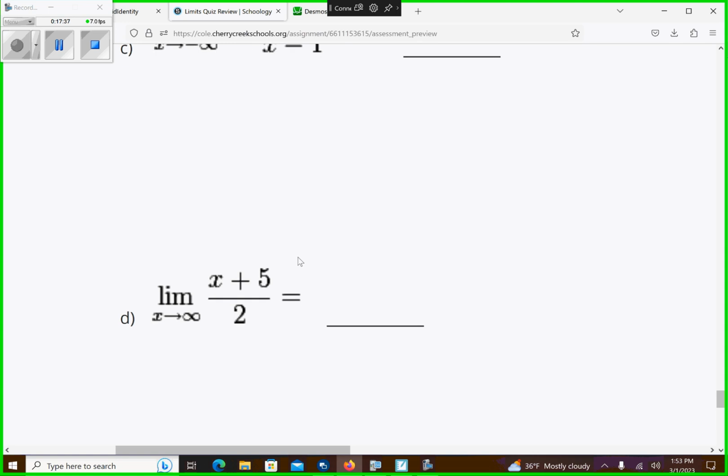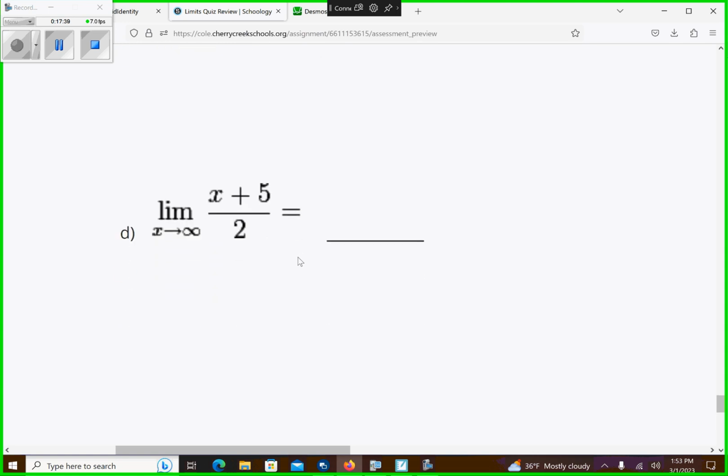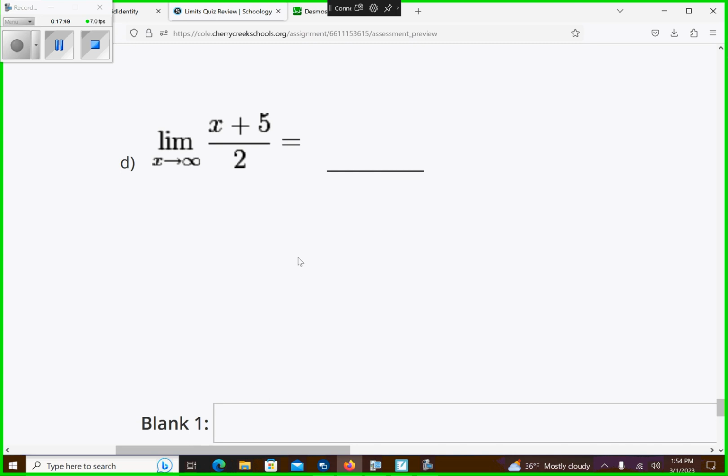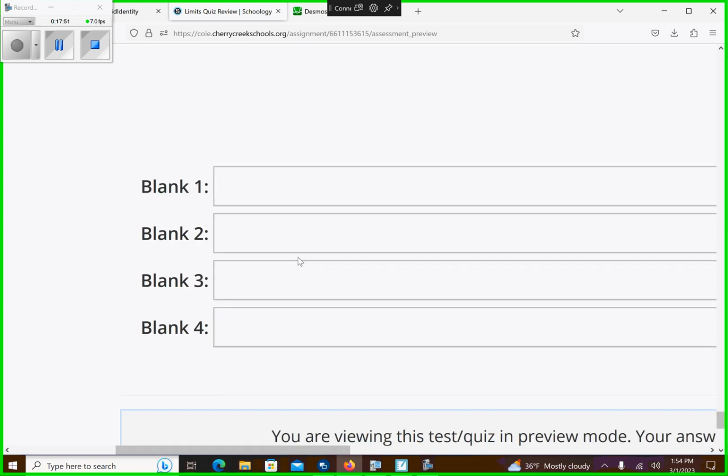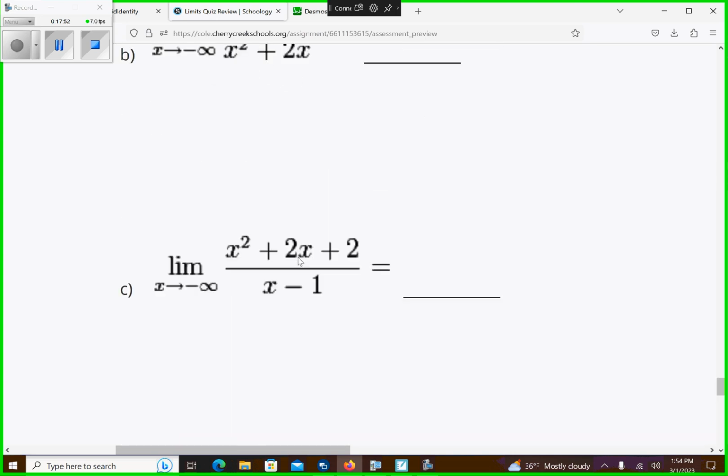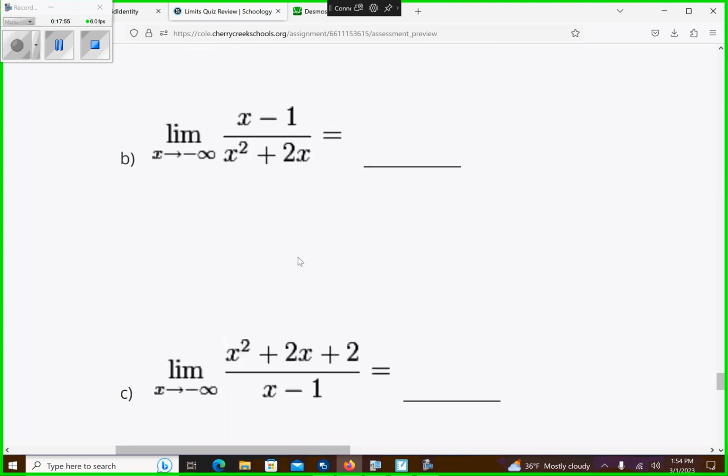And then last one, I think, as I continue to plug really big numbers in, my top gets really, really big. If my top gets really big and my bottom stays at 2, the only place I can go is infinity. What was blank number 2? That one was 0.